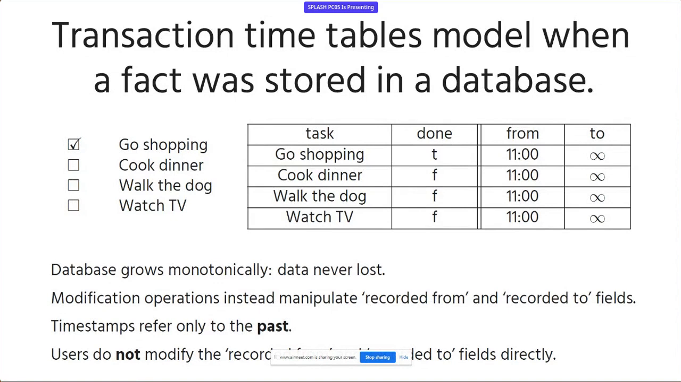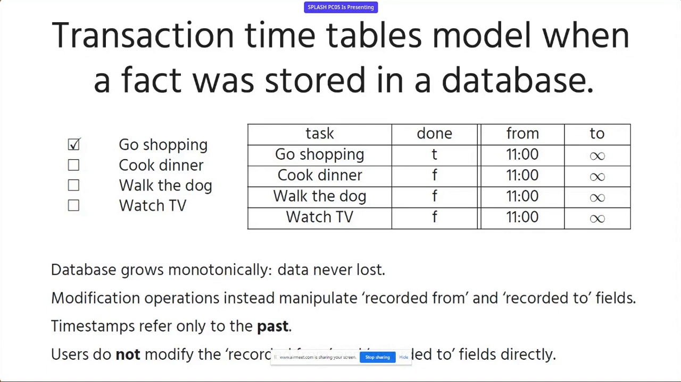Okay, so let's have a look at transaction time. Transaction time models when a fact was stored in a database, right? So we've got this to-do list over here: go shopping, cook dinner, walk the dog, and watch TV. And the idea is that we also augment the data with two columns here, which give us a timestamp, basically.